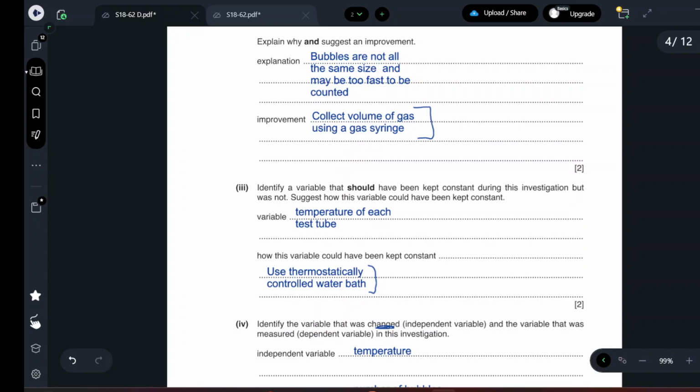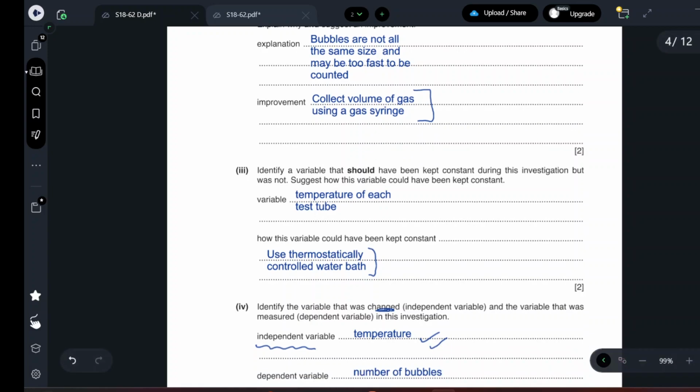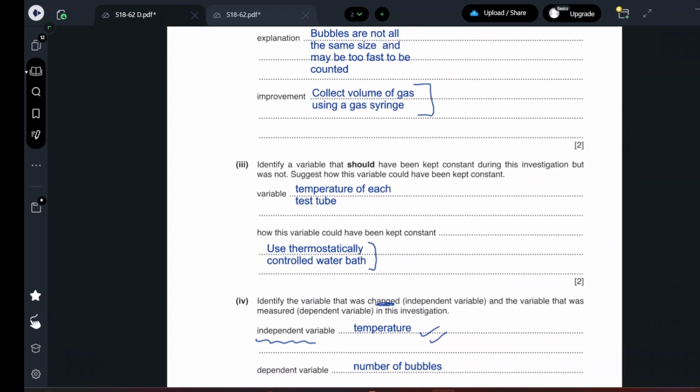What is the independent variable? The independent variable is what you changed. I changed the temperature. One time I put it in a warm water bath, the other time I put it in a cool water bath. The dependent variable is the results. What were your results? Well, how were you measuring your results? The number of bubbles.